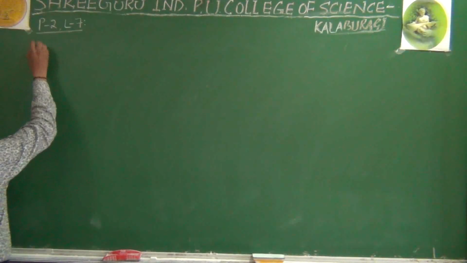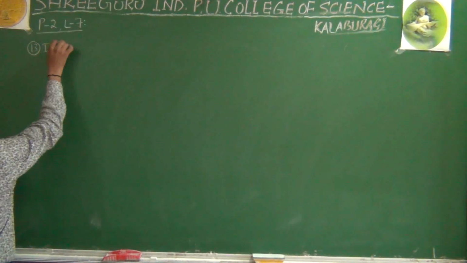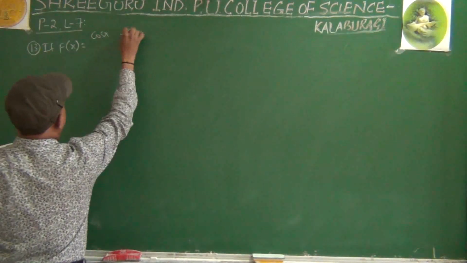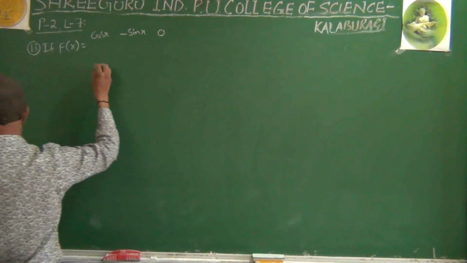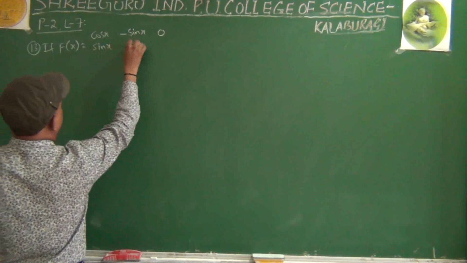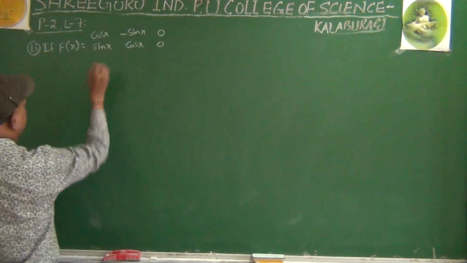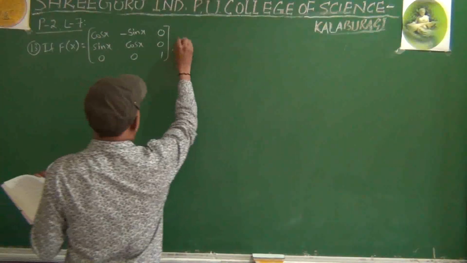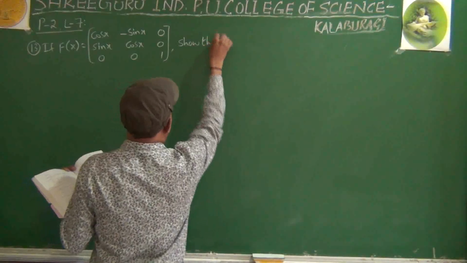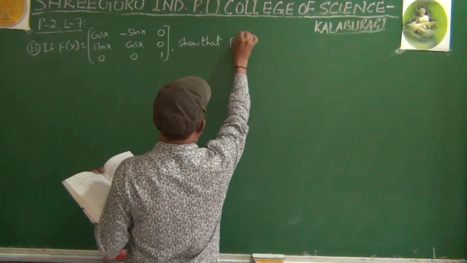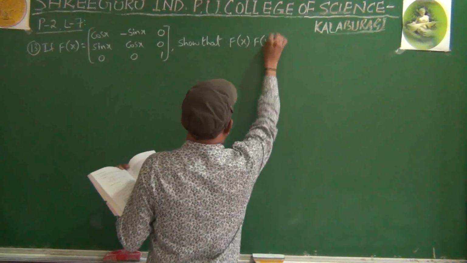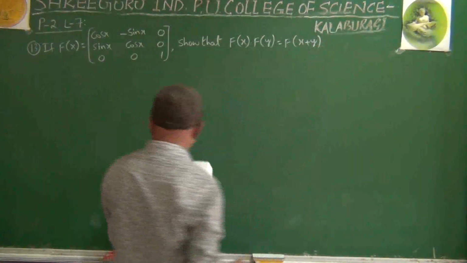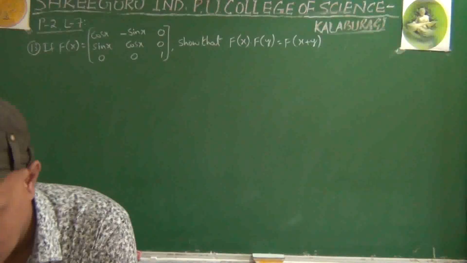Question number 13. If f of x equal to the matrix cos x, minus sin x, 0, sin x, cos x, 0, 0, 0, 1, show that f of x into f of y equal to f of x plus y.